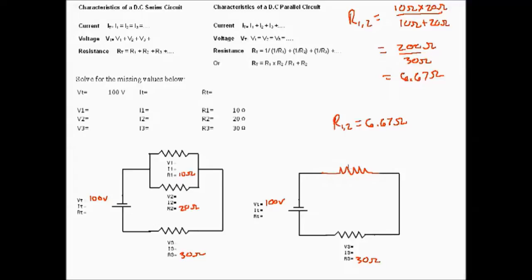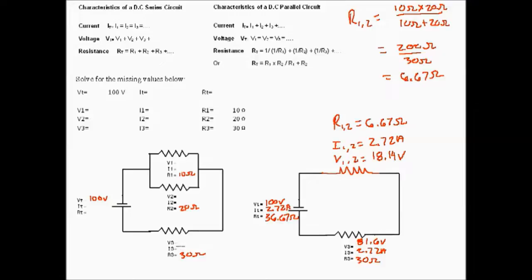Next, we could take these two resistors and find the total resistance using characteristics of a DC series circuit. So that should equal 36.67 ohms. Now using Ohm's law, we can find the total current of this circuit, which is 2.72 amps. So at I1, 2 we'll have 2.72 amps, and at I3 we'll have 2.72 amps. Now we should be able to find the voltage at V3 using Ohm's law, which is 81.6 volts, and we know that V1, 2 using Ohm's law is 18.14 volts.